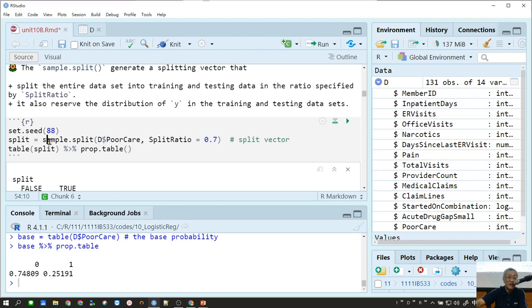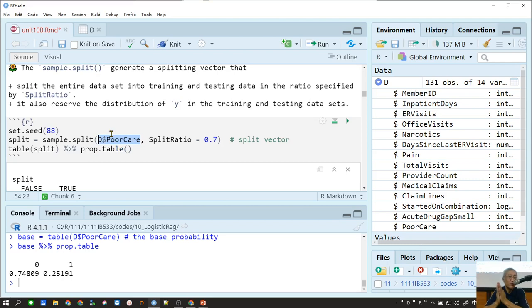Usually we'll use this sample split function, and you need to specify 2 things. First of all is the ratio of split. You want to split it into 70% for training and 30% for testing. And besides the splitting ratio, you also need to let the function know your target variable.